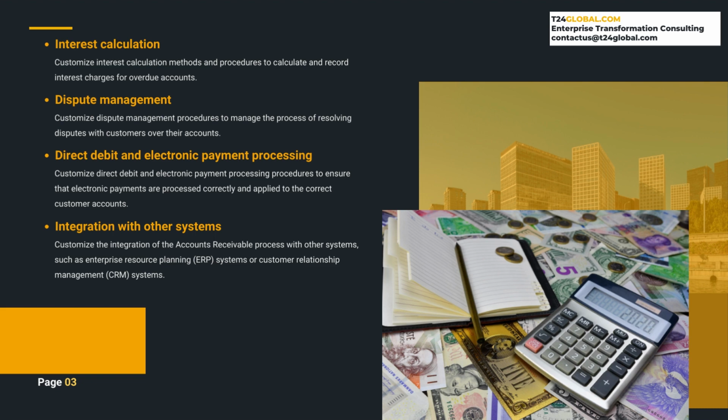Key operations activities performed by these roles include addressing customer inquiries, investigating disputed charges, and resolving disputes. Compliance needs include adherence to dispute resolution policies and regulations. Direct debit and electronic payment processing. Customization of direct debit and electronic payment processing procedures is done to ensure that electronic payments are processed correctly and applied to the correct customer accounts.